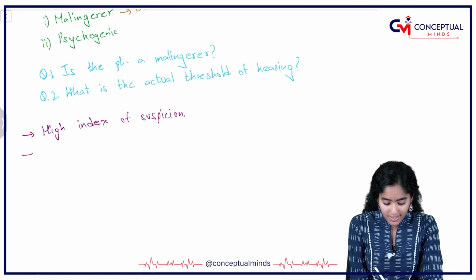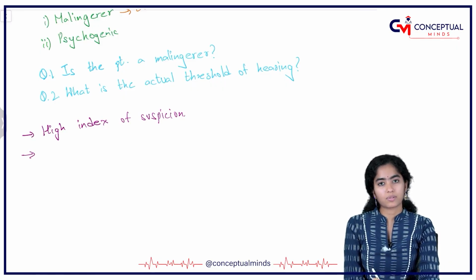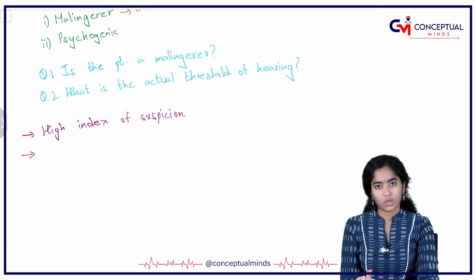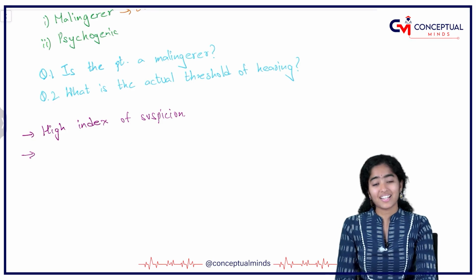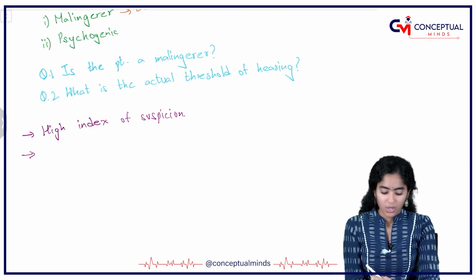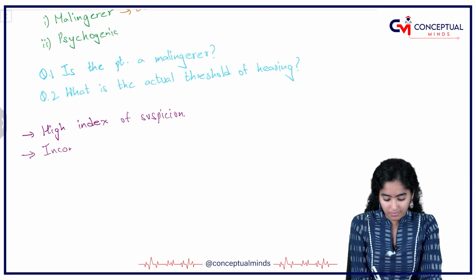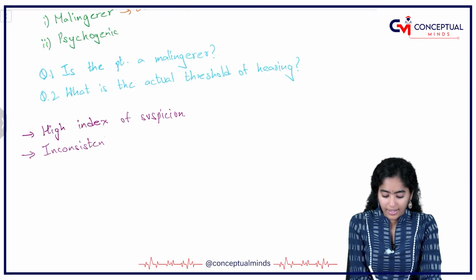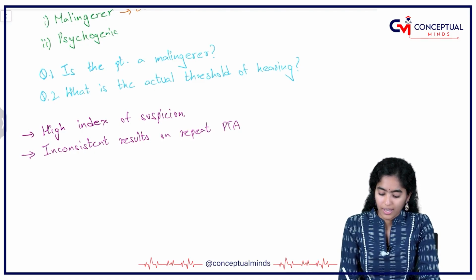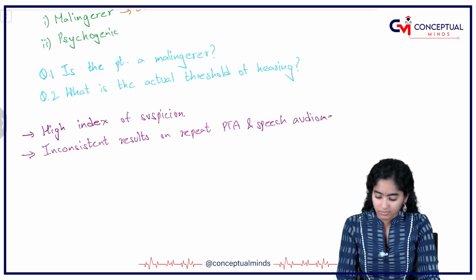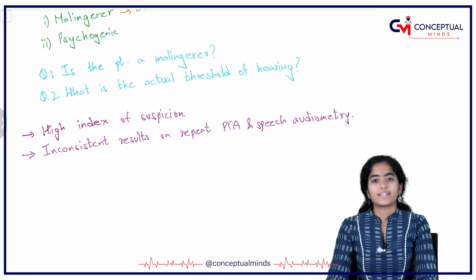Second characteristic feature that is seen with malingerers is, now even in spite of getting a suspicion, we will not leave the patient, right? We will perform some investigations. Usually we do a pure tone audiometry. And when you repeat the test, the results are very, very different. They vary. So, inconsistent results on repeat pure tone audiometry and speech audiometry. Why does this happen? Because the patient is lying.